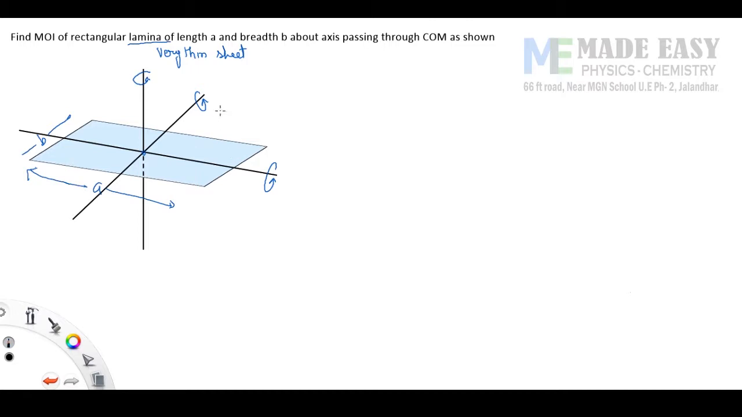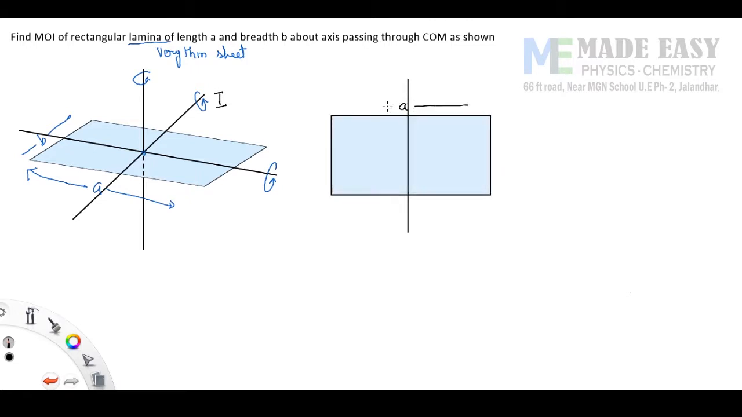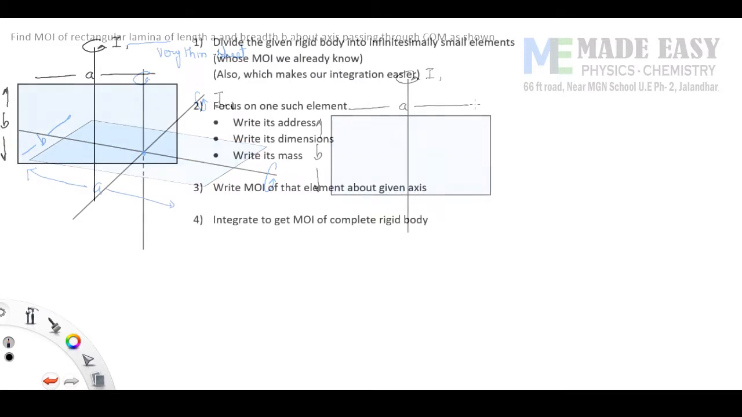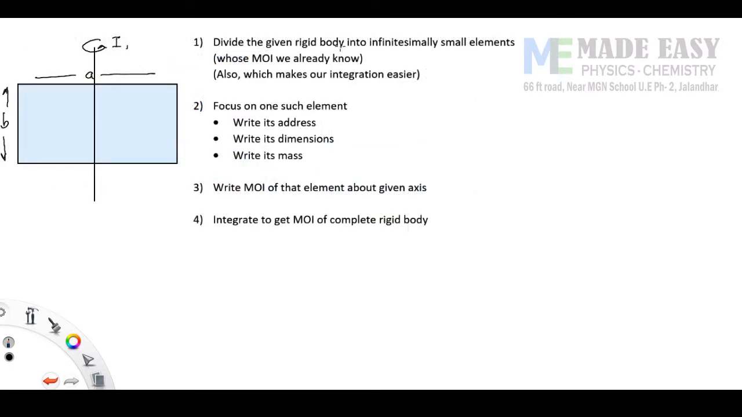Okay, let's start with the easier part. Let me find the moment of inertia about this axis first. So this is my lamina of length A and breadth B, right? I need to find moment of inertia about this axis. Let's say it is I1. So how to do it? Step number 1, divide the given rigid body into infinitesimally small elements whose moment of inertia we already know, which also makes our integration easier, right?